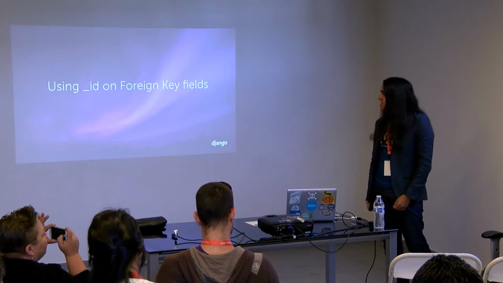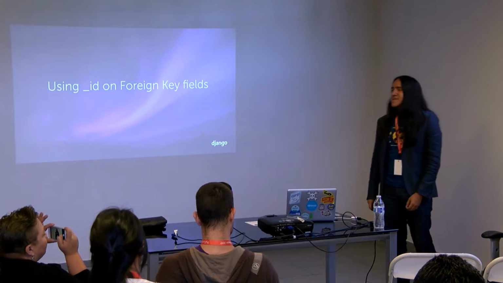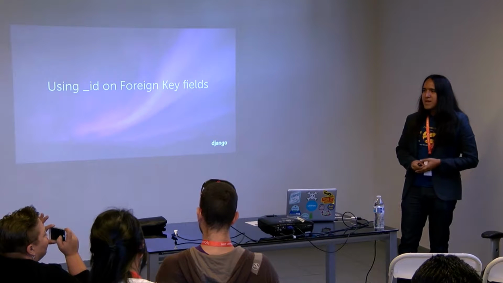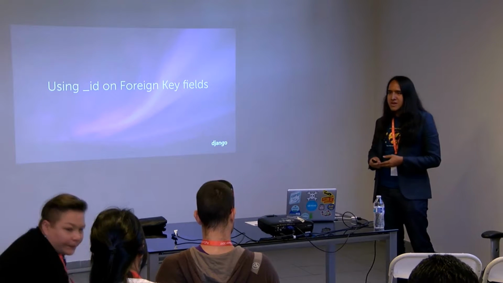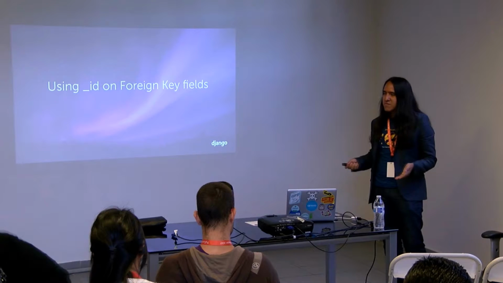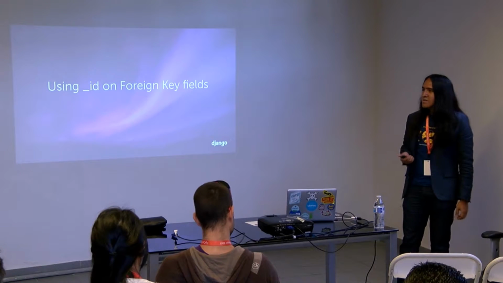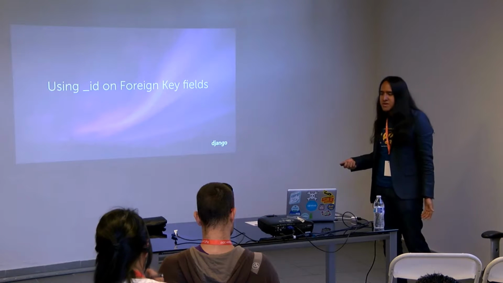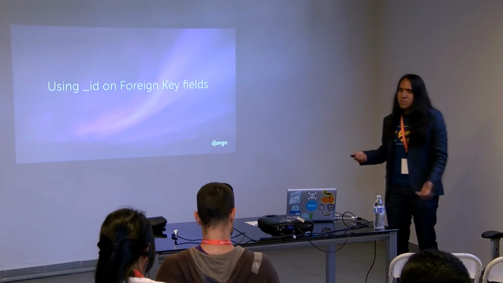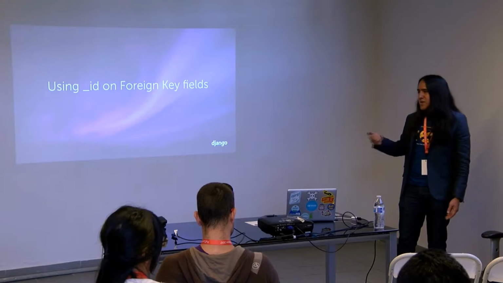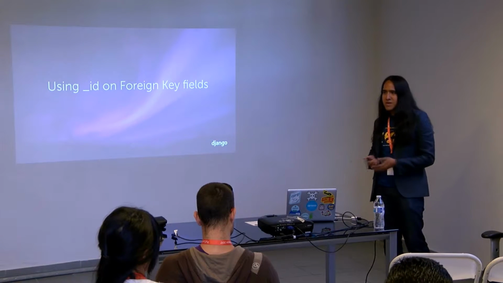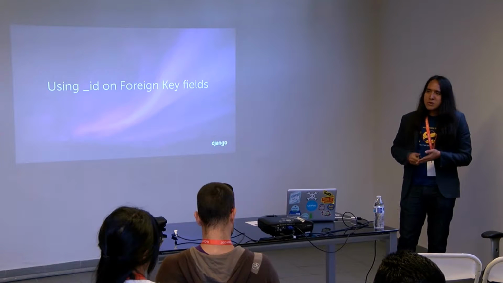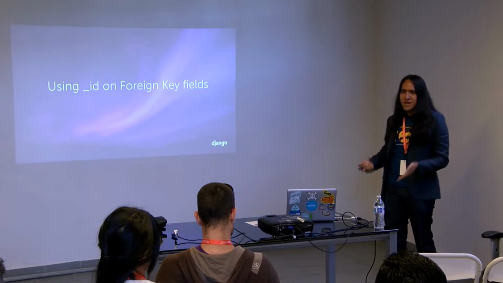Next is the underscore ID trick. Imagine you've got your list of hotels and you want to know quickly if a hotel has a manager. The manager is a nullable field, meaning it can be None. So you're in a loop and you're saying if hotel.manager, if the hotel has a manager. But you only want to know if the hotel has a manager. You're not necessarily going to use the manager yet. You just want to know if it has one.